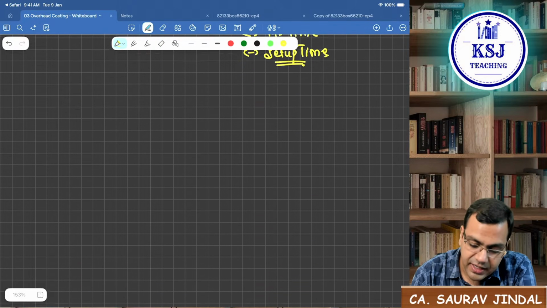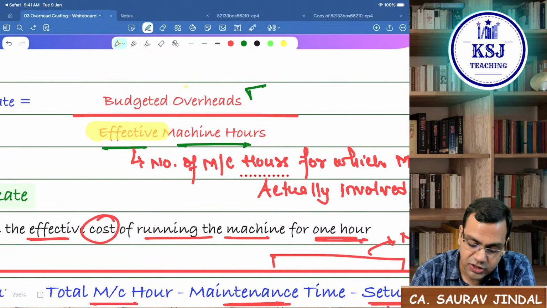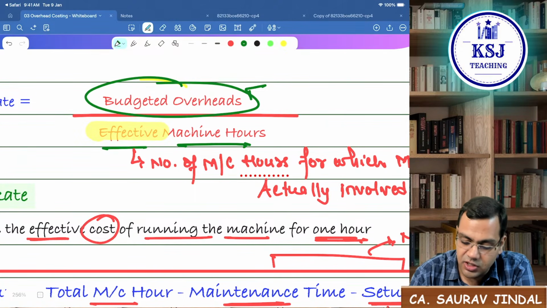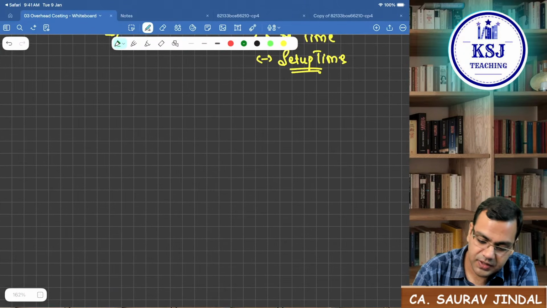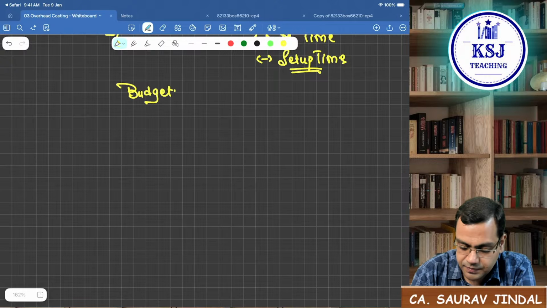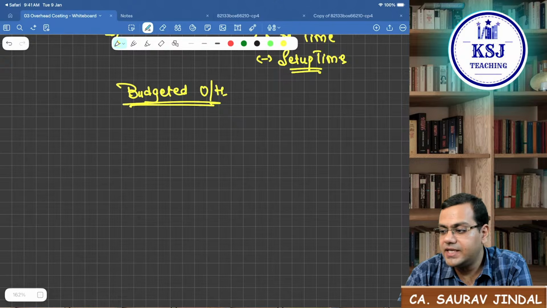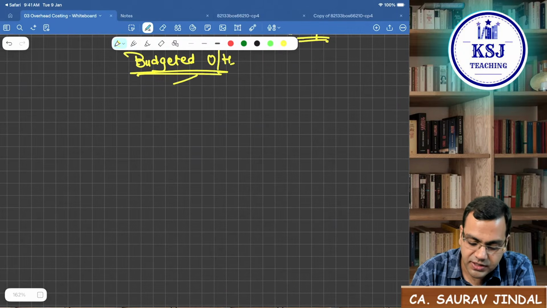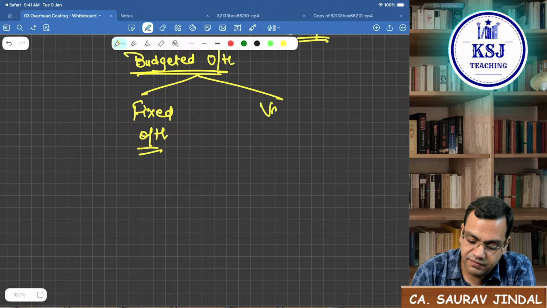Now, the second thing that you need for calculating this machine hour rate is your budgeted overheads. Now you will calculate the budgeted overheads. For the budgeted overheads, normally we divide it into two different parts. One will be the fixed overheads and another one will be the variable overheads.